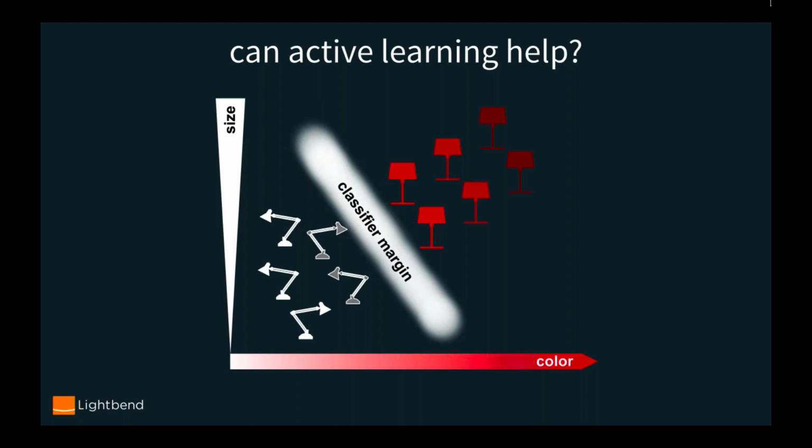But the problem is it's not designed to handle concept drift that falls outside of the classifier margin. And it's ill-equipped, or it's not designed to handle new concepts at all. It's designed for reducing the labeling costs in stationary learning environments, and it cannot deal with concept drift.